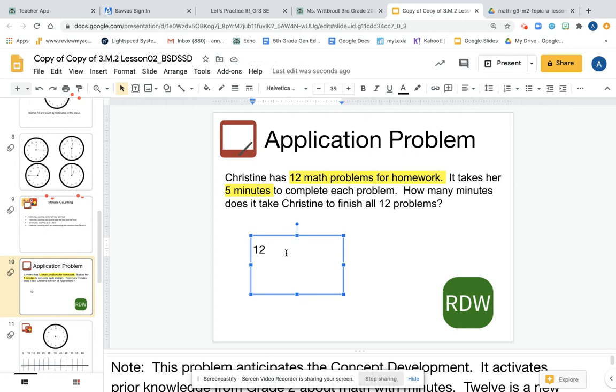So I want to know how many total minutes it takes her to complete all 12. So what I could do is add 5 minutes up 12 times, or I could say 12 times 5 equals. So we're going to skip count by 5 12 times and come up with an answer. All right, so hold up your fingers. Ready? 5, 10, 15, 20, 25. All right, I should have 5 fingers up. 30, 35, 40, 45, 50. Now I have 10 fingers up.